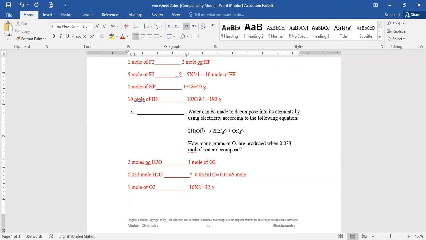So in that case, 0.0165 mole of oxygen will produce how many gram? It will be 0.0165 multiply 32 divided by 1. So it equals 0.48 gram.